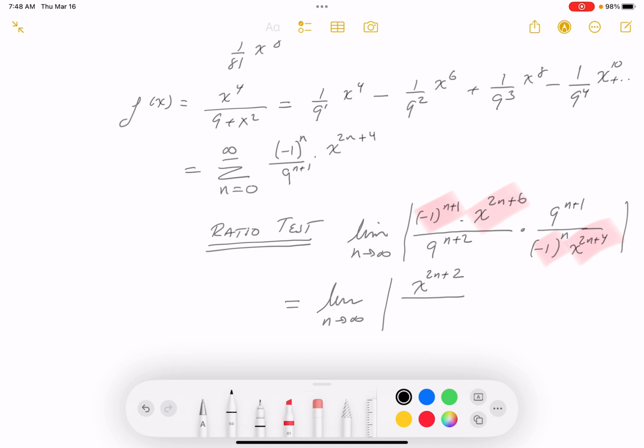I'm sorry, not 2n plus 2. I was looking at that saying, that looked really strange. I don't get 2n plus 2. The 2n's disappear. What do I get? I get x squared. Sorry about that. Then I'm looking at the 9s, and I just get a 9 in the bottom. What's over here, the limit, has nothing to do with n at this point. It's x squared over 9, and I want that to be less than 1.